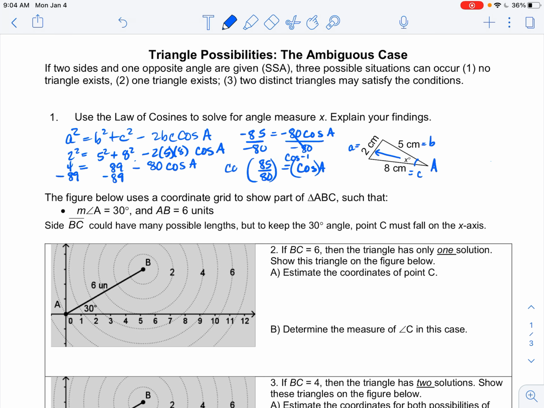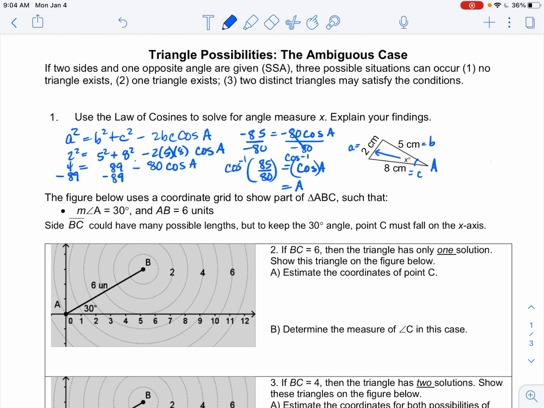So let's undo cosine with inverse cosine. So this is saying what angle has a cosine value greater than 1? 85 over 80 is greater than 1. Well, cosine is not defined for values greater than 1. So this is going to give you an undefined.